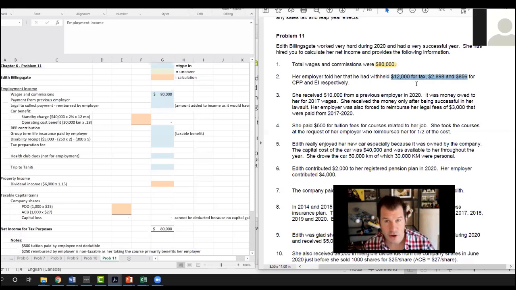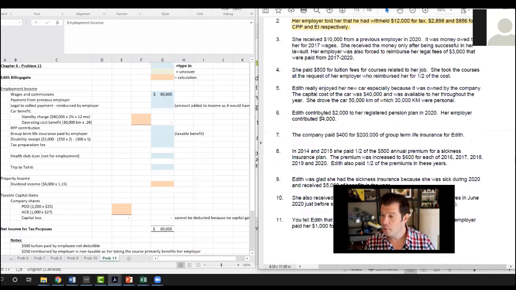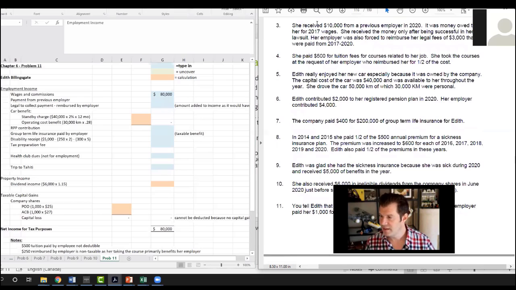Carson says no, he's correct. None of these are deductions. You can't deduct any of these items. I'm not doing anything with any of them, okay? Nothing happens here.